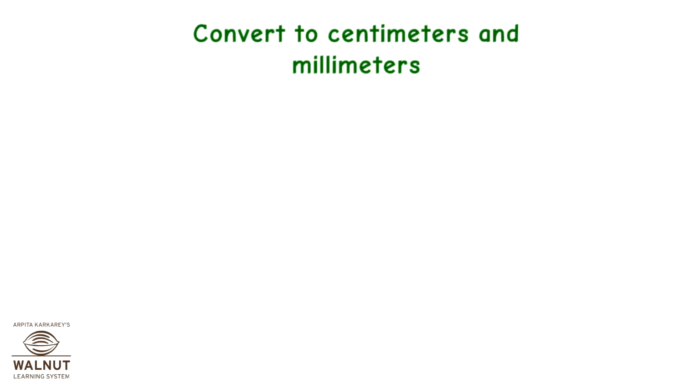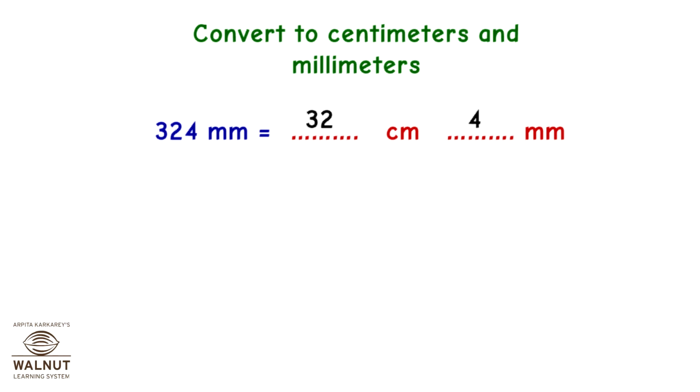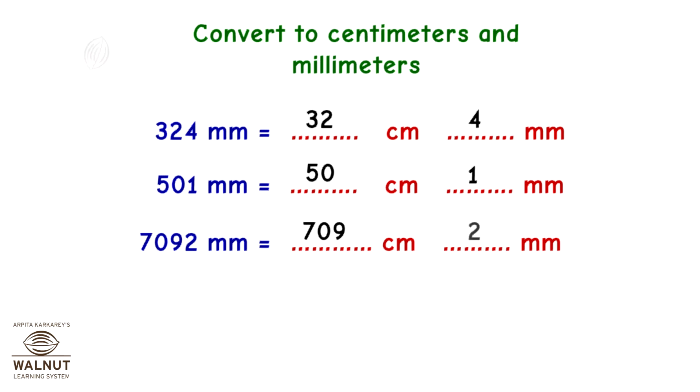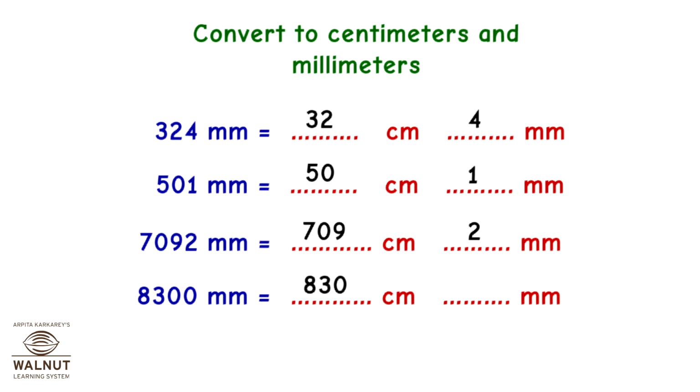Convert to centimeters and millimeters. 324 millimeters is equal to 32 centimeters and 4 millimeters. 501 millimeters is equal to 50 centimeters and 1 millimeter. 7092 millimeters is equal to 709 centimeters and 2 millimeters. 8300 millimeters is equal to 830 centimeters and 0 millimeters.